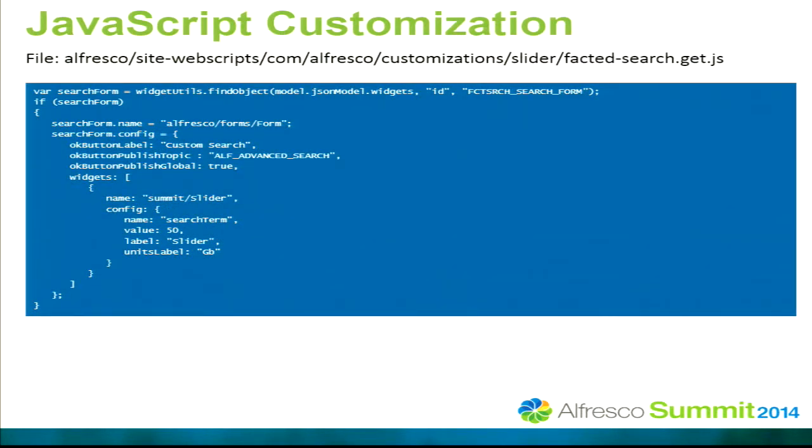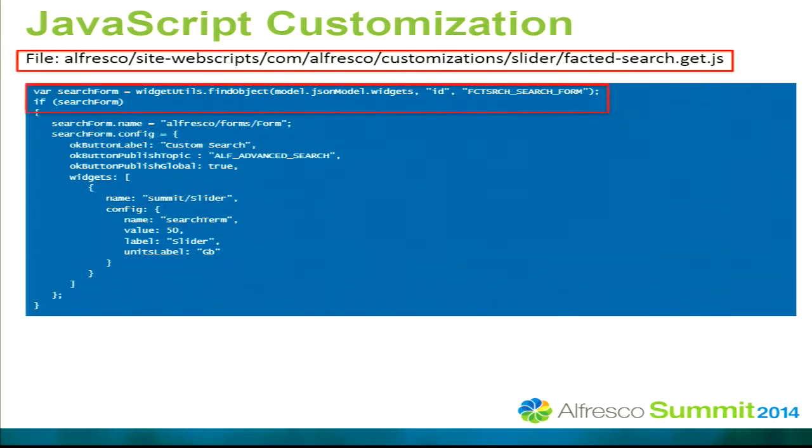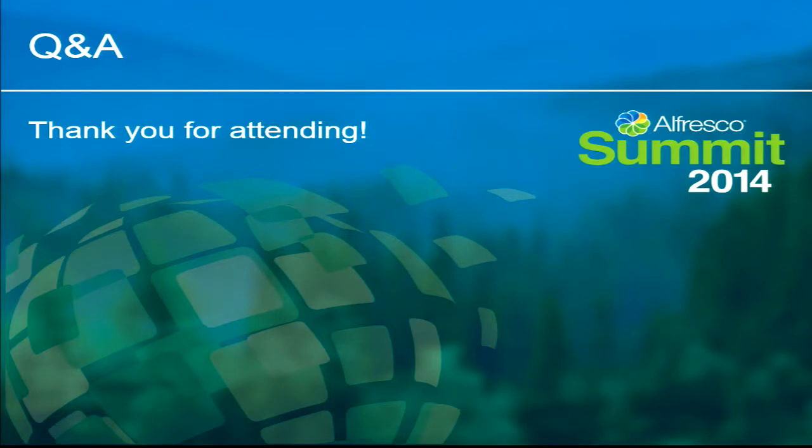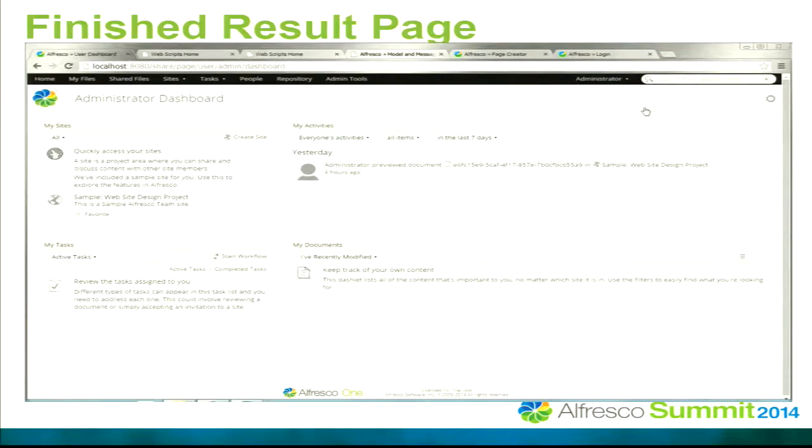The JavaScript customization looks like this for the faceted search. What it does is grab the widgets that are there, the search form, and replace it with the slider. So you won't see the search form there anymore, and it'll still post the same message. So the search, whoops, that didn't work right.